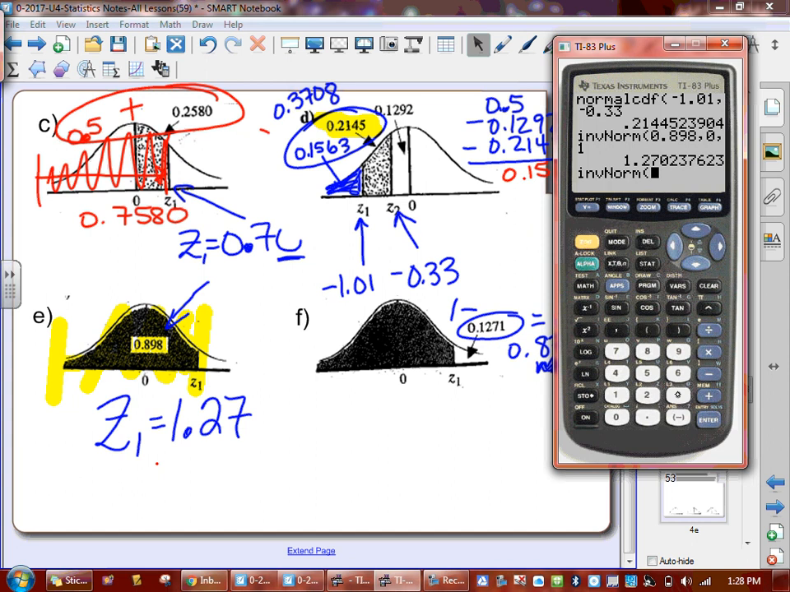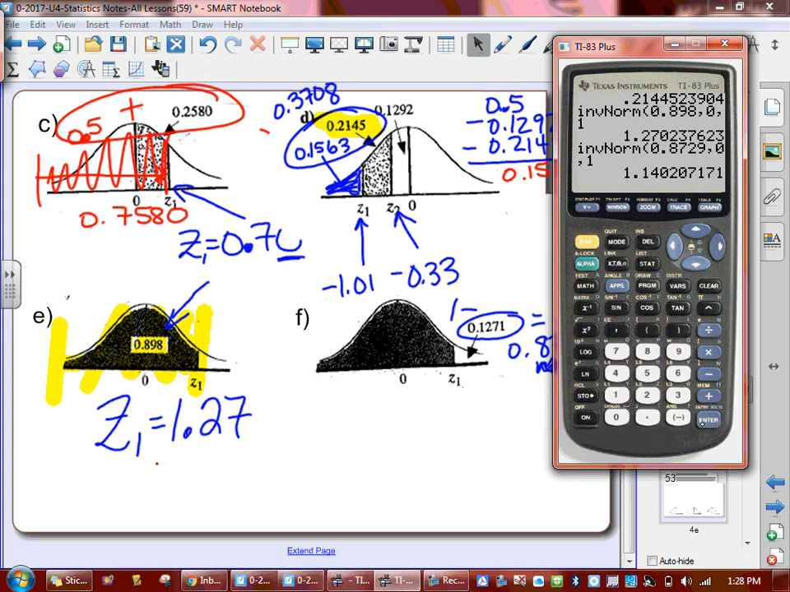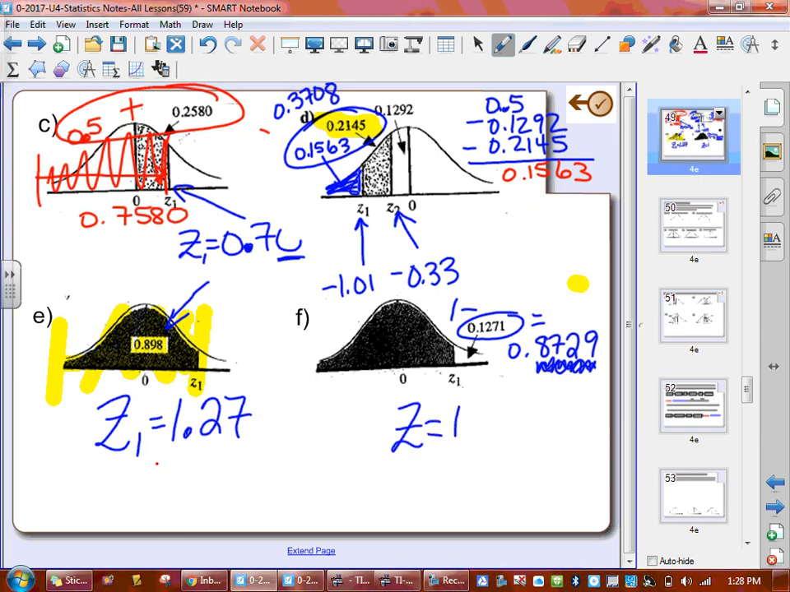1.14. We were right. So our z-score is 1.14. Okay? All right, the rest of the lesson is for you to practice. I want to show you one thing here. We can tell the calculator to actually draw the graph. So I want you to turn to page 26 in your notes.